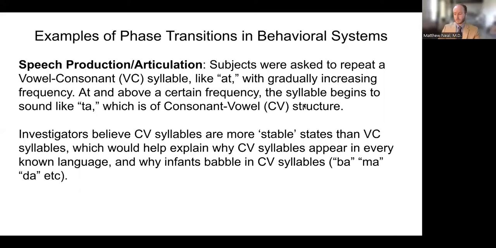That may seem like a silly example, but it happens for pretty much every vowel consonant syllable. If you repeat it fast enough, it'll switch to consonant vowel. And the investigators here believe that CV syllables might represent some more stable state for the verbal system than a VC syllable. And they say that might help explain why the CV syllables appear in every known language, whereas VC syllables don't, and why infants start to babble in CV syllables, ba, ma, and da.